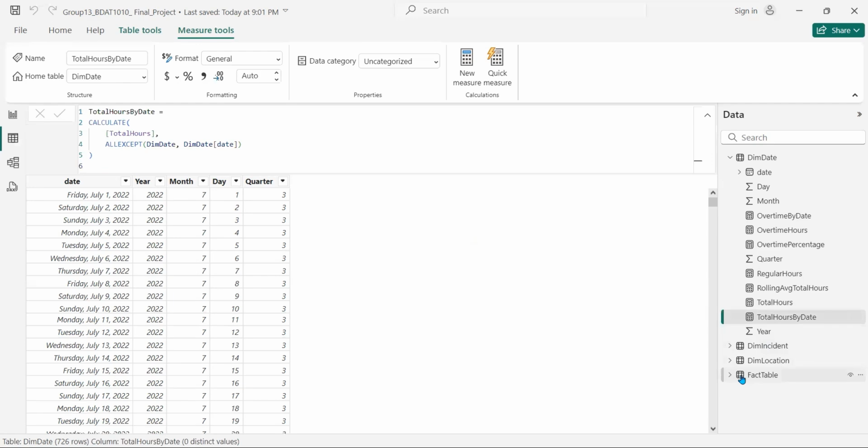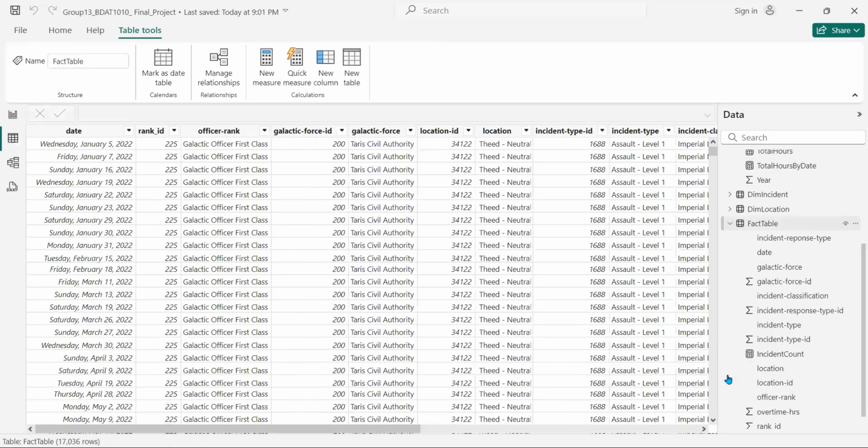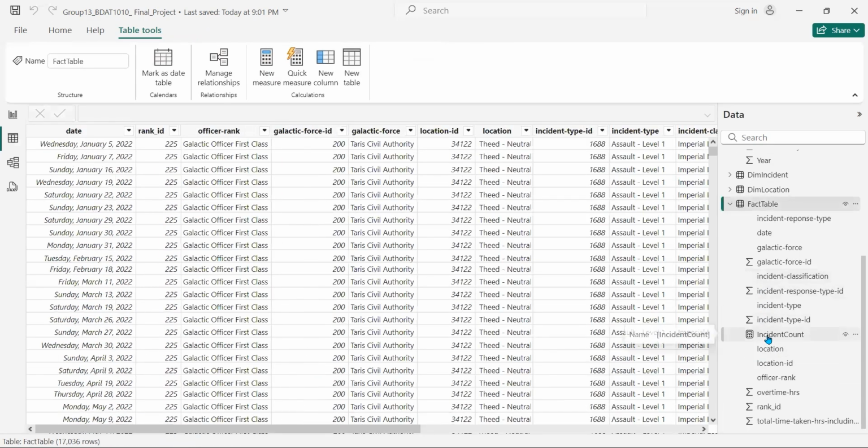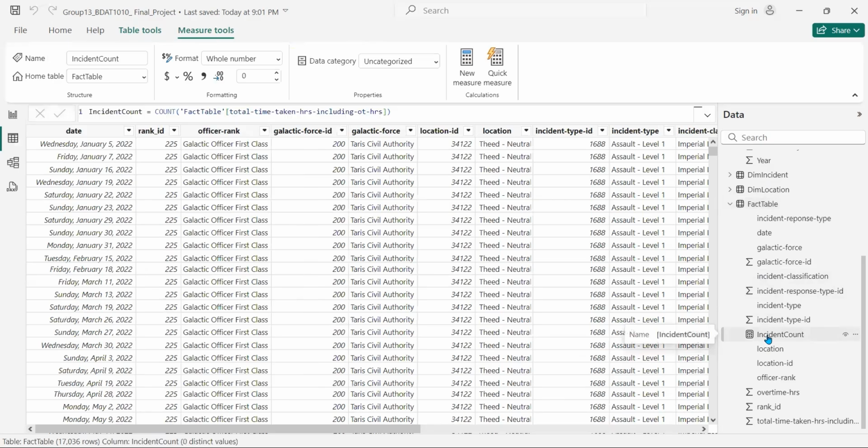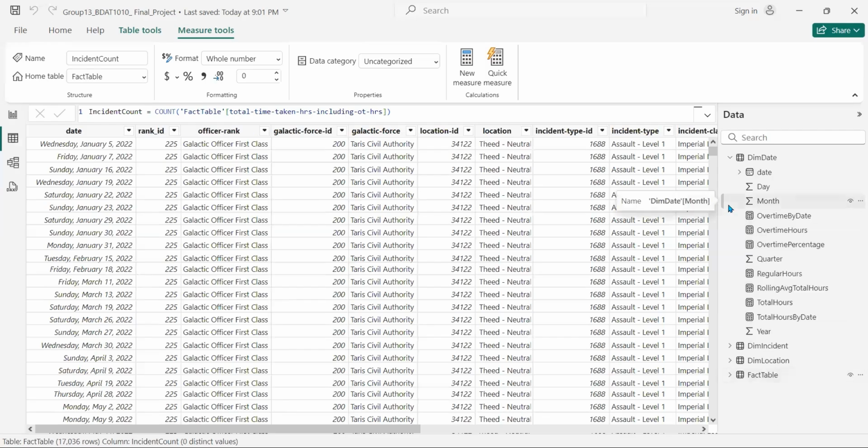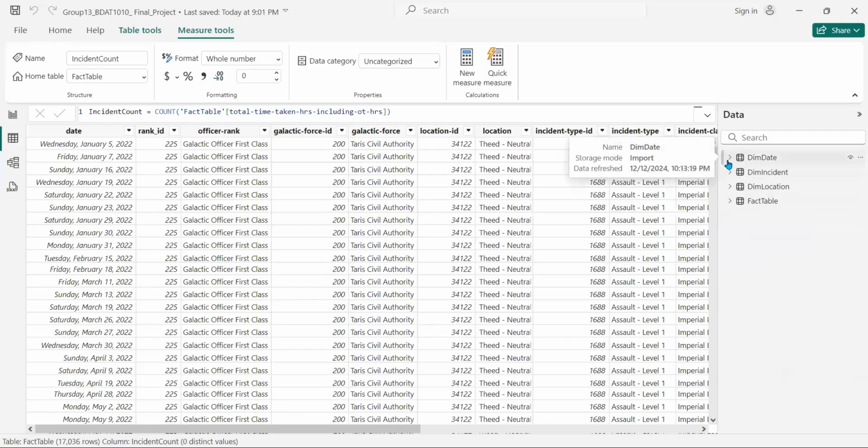And then we have also created the fact table in which we have added the measure called incident count. So this measure just counts the total number of incidents recorded in the fact table. For adding into the visualization, we could use all of these measures.